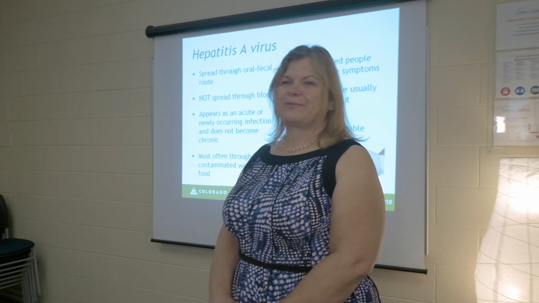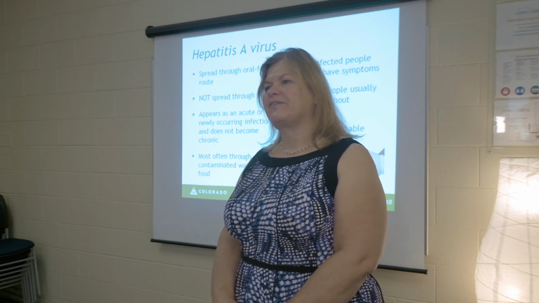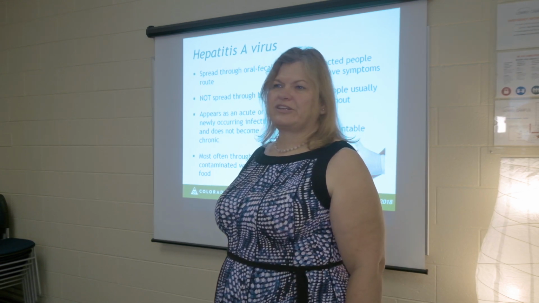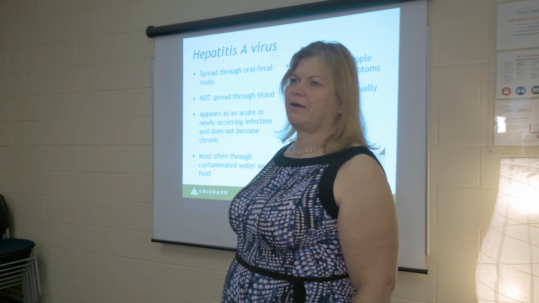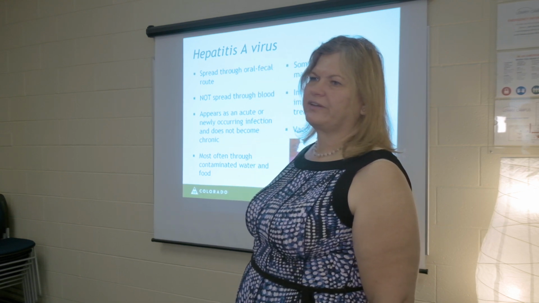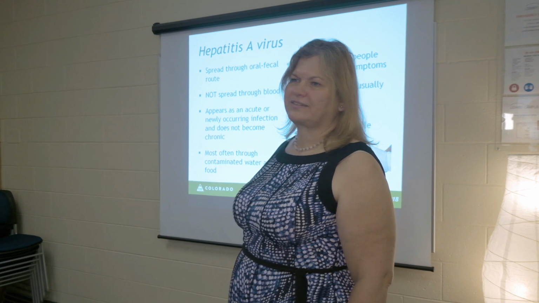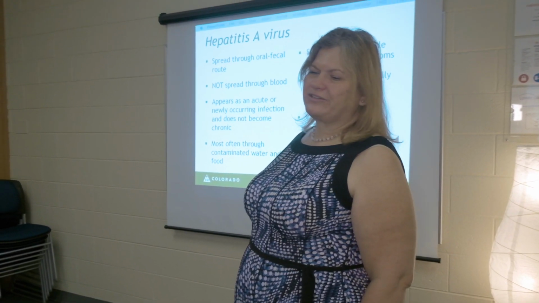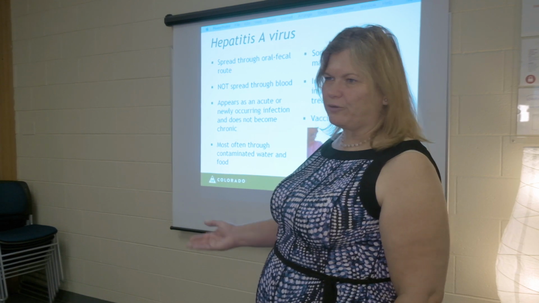So some of the common symptoms of hepatitis A are nausea, vomiting, a yellow tinge to your skin, and your eyes can become yellow because your liver is inflamed and it's not processing the blood very well anymore, so it's leaving extra bilirubin in your body, and so your eyes get yellow and your skin gets yellow and itchy.